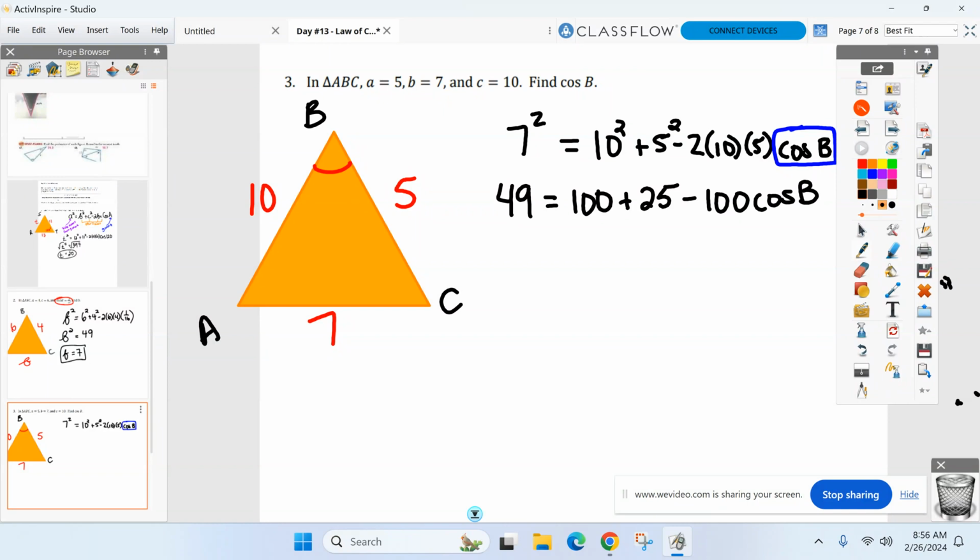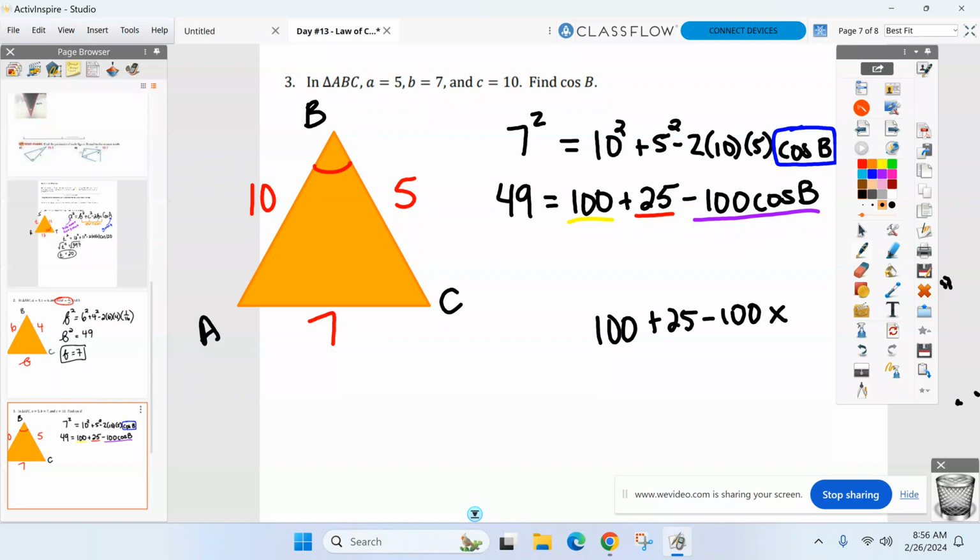All right, my question to you guys, ready? Can you combine all 3 of those? Can I just combine my terms and put a cosine B with it? And I get, some of you may not know, and I get it. Let me make it easier on you. Could you combine these 3? 100 plus 25 minus 100x. Could you combine all 3 of those?